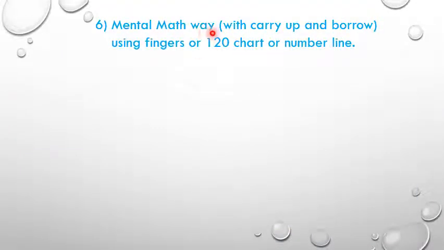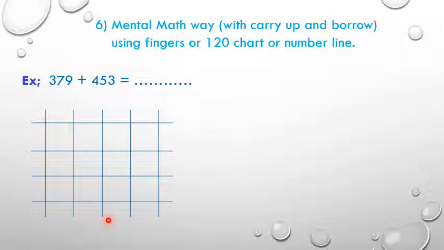Mental math way with carry up and borrowing. We use our carry up and borrowing using our fingers, our mind, our 120 chart, or our number line. In our exercise here we have 379 plus 453 using our square copy. Let's write this from horizontal into vertical way: ones and ones together, tens and tens together, and hundreds and hundreds together, and put the plus sign. Let's begin from ones place here.